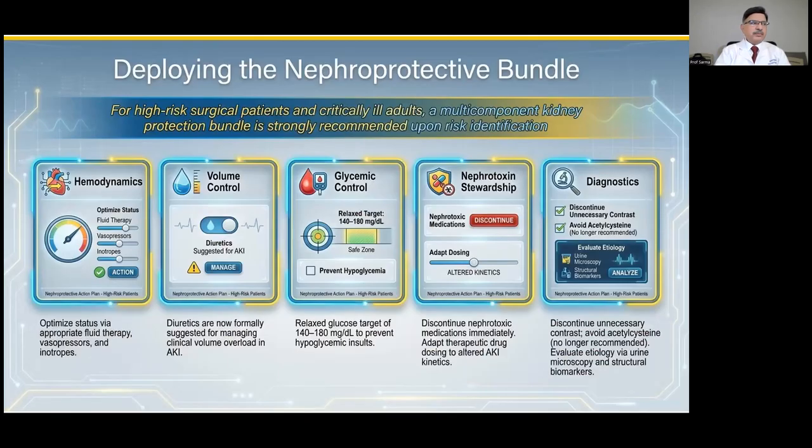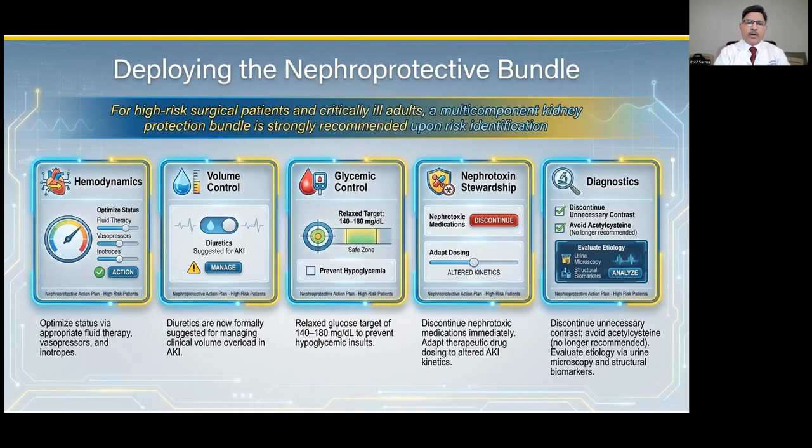Now, deploying the nephrotoxic bundle. So we are systematically going. First, we went about the intravascular volume. Then we went about the pressure escalation. Now we are thinking about the nephrotoxins. Hemodynamics, volume control, glycemic control, nephrotoxins, and diagnostic accuracy using the biomarkers. Optimize status via appropriate fluid therapy and vasopressors.